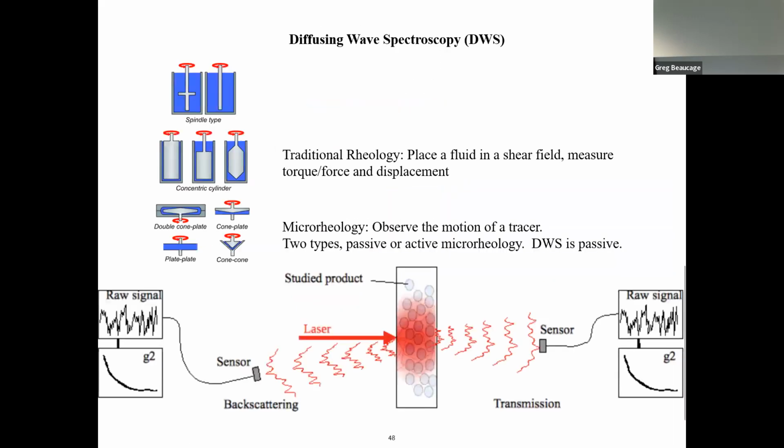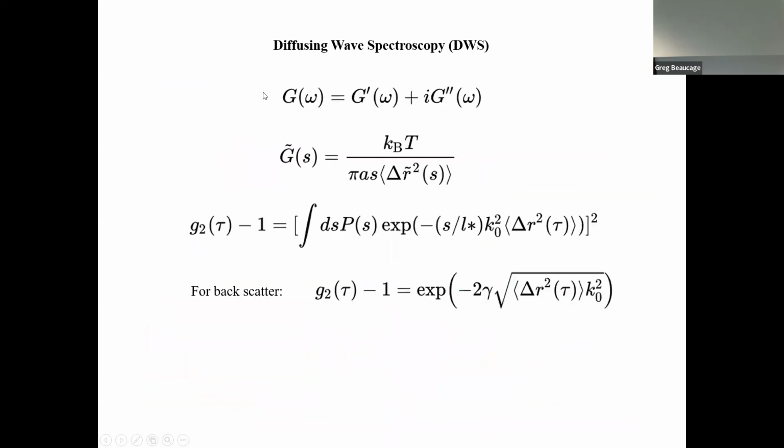Anyway, so diffusive wave spectroscopy: you take a sample and you put a monodispersed sphere into the sample. It's suspended in whatever it is you're looking at. And then you look at the motion of those spheres, and you want to have it in the multiple scattering regime to do this. See, so you can either do backscatter or transmission with this.